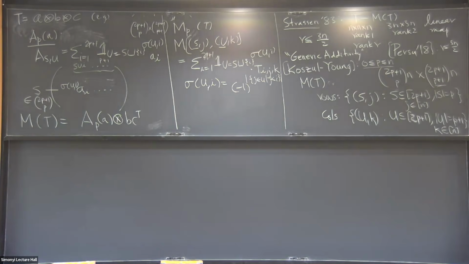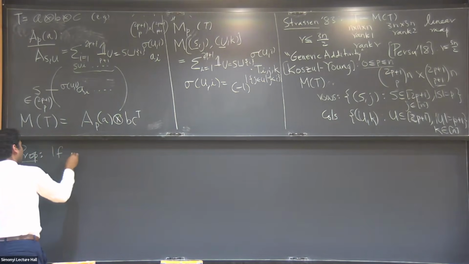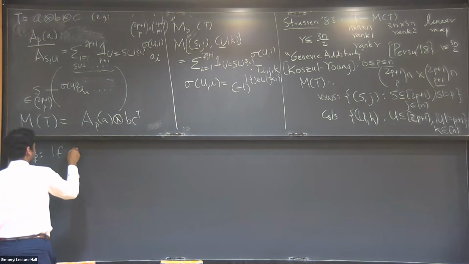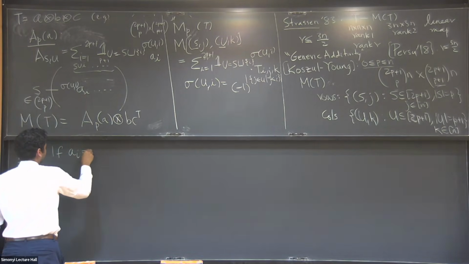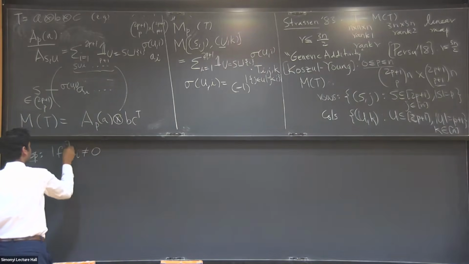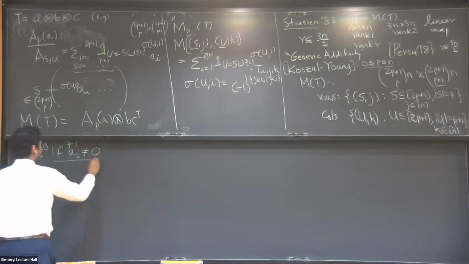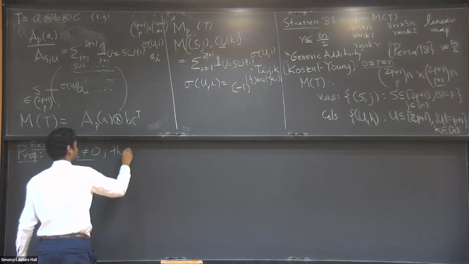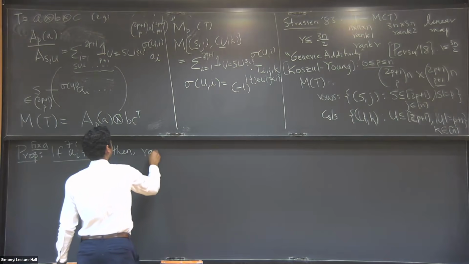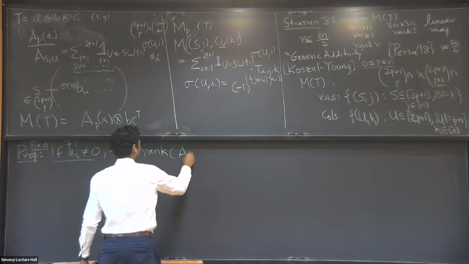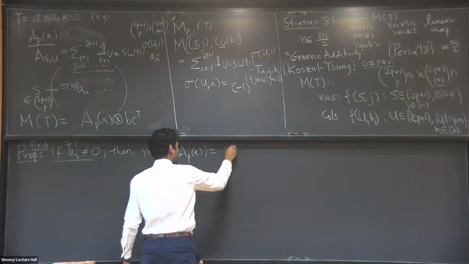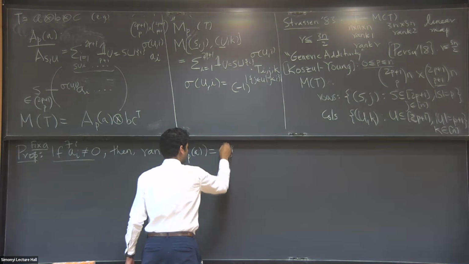I'll come back in 5 minutes and give you a quick proof. So here is the proposition we'll prove right after. If there exists an I such that AI is non-zero, so fix a vector A, then the rank of AP of A exactly equals 2P choose P.